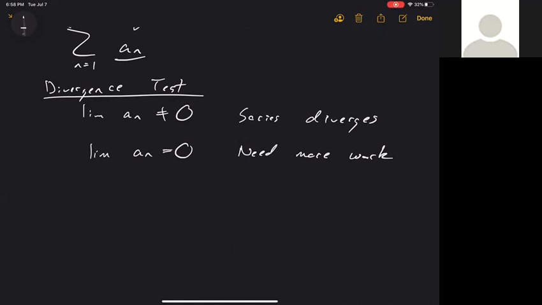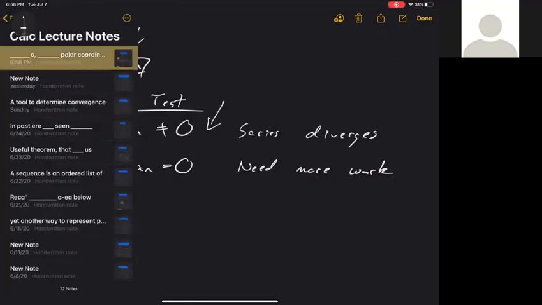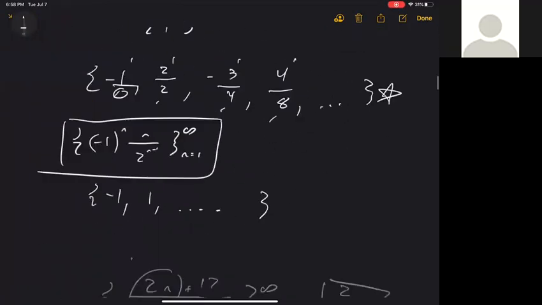So that's why I'm saying the divergence test can really only tell us if something diverges, right? If the limit of the stuff inside doesn't equal 0, the series is going to diverge. If it does equal 0, then we got to do some other test. Okay, so an example. We could use that 1 over n thing again. Okay. So I look at this series.